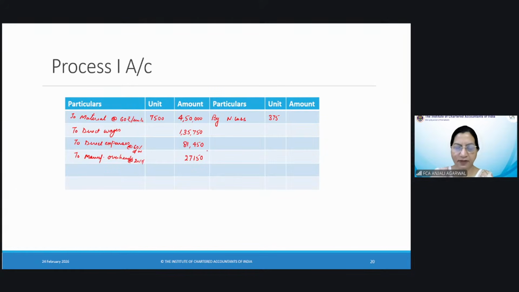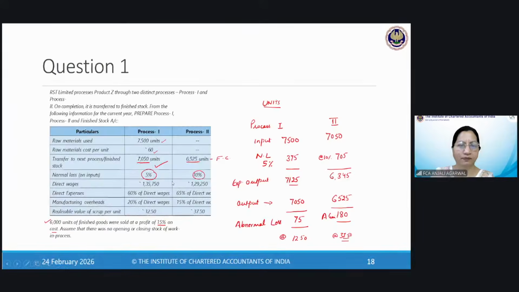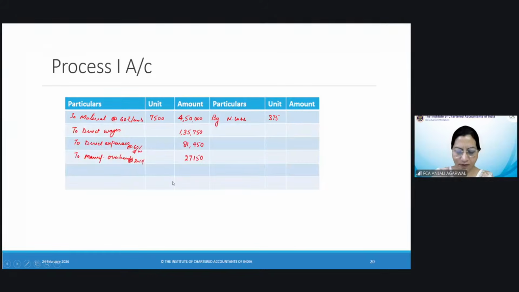Normal loss is sold at the rate of 12.5. So 375 into 12.5 is 4,687.50. I would keep it at 0.50.